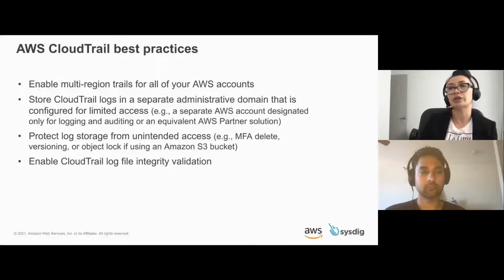Enabling multi-region trails for all of your AWS accounts is really important, even if you're only running in one region. Why that's the case is because if you really intend to only have resources in certain regions, you absolutely have to make sure that no resources are getting spun up in regions that you're not supposed to be using. It's also a fundamental best practice to send your CloudTrail logs to a separate administrative domain. This could be an AWS account that's separate from your primary account, or it could be an equivalent AWS partner solution. Your logs should be protected from accidental deletion or overwrite.